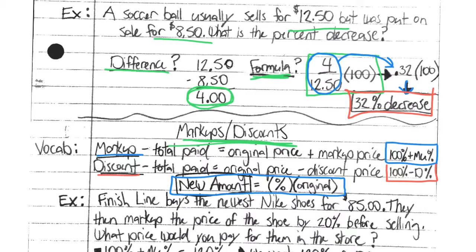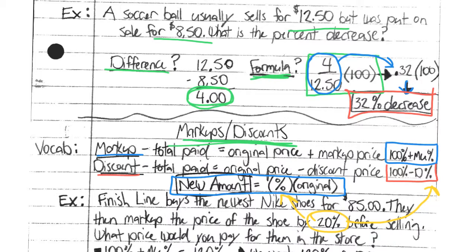It says our new amount is going to be percent times the original. Now, this is not just plugging in 20%. We have to look back up here and ask ourselves, okay, is it a markup or a discount? Well, it was a markup. So we have to take 100% plus the markup percent. So our percentage that's going to go right here in the formula is 100 plus that 20%.